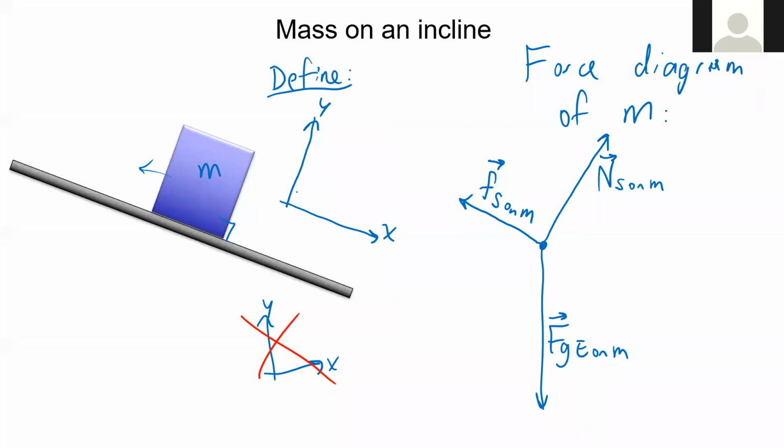But if you define the y-axis being perpendicular to the surface and x-axis along the surface, then gravity turns out to be the diagonal force. And gravity is actually a thing that's dragging it in the plus x direction.